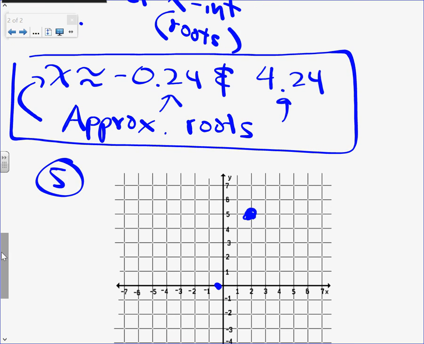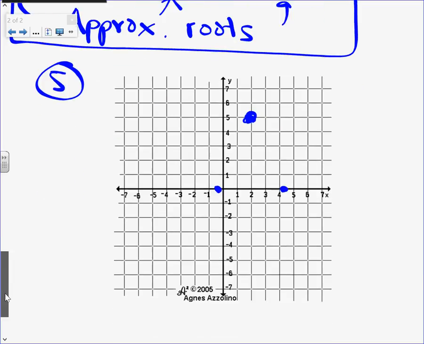What about the other root? 4.24. 1, 2, 3, 4.24 is about right here. We're rocking and rolling. Parabola time. Watch this, Hernandez. Coming up. Vertex coming down. Put the arrows because it goes on to negative infinity on both sides.